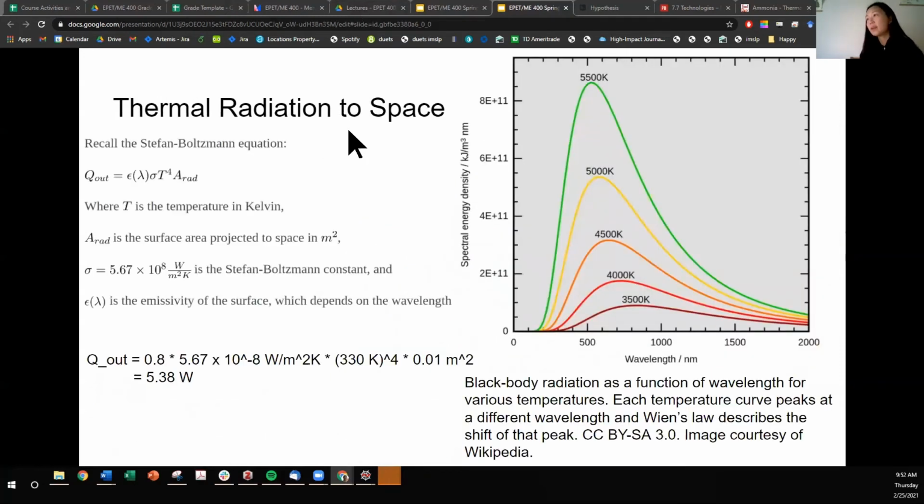So, thermal radiation to space. This is the amount of energy that is flowing out of your spacecraft. Recall the Stefan-Boltzmann equation, where the amount of heat transferred out of your spacecraft is the emissivity at your wavelength times the constant times your absolute temperature to the fourth, times the amount of area that is radiating outward.